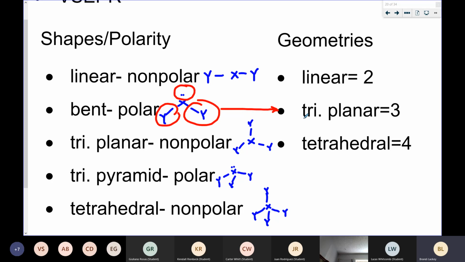Whenever there are not dots on the center atom, the shape and geometry are the same. But if we're looking at this trigonal pyramid with 3 atoms attached and an electron pair, there's 4 total groups around the center. So that would be tetrahedral. There's also a form of bent with 2 electron pairs on the center that is tetrahedral, like water. So it's just remembering how you look at these individual pieces.